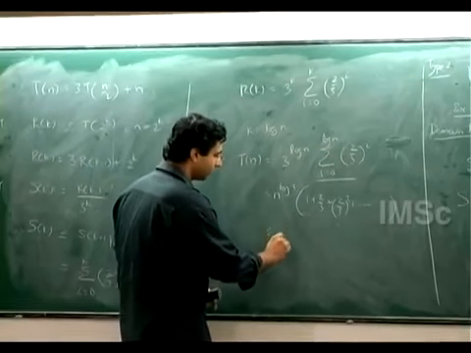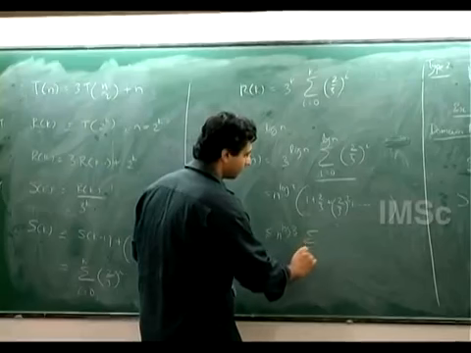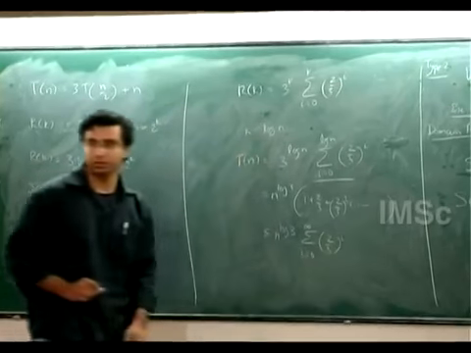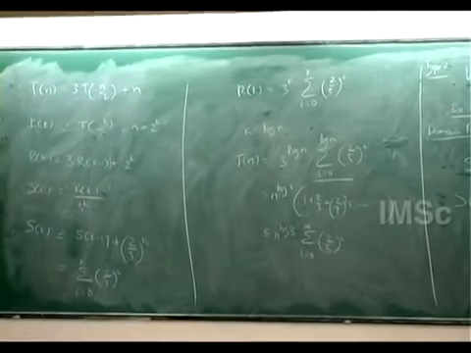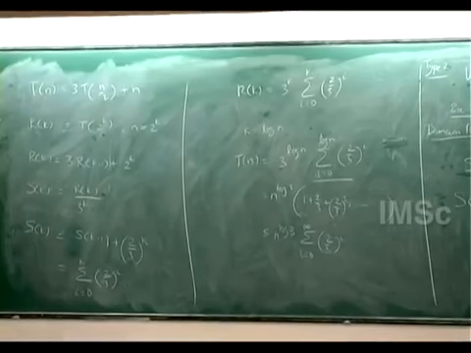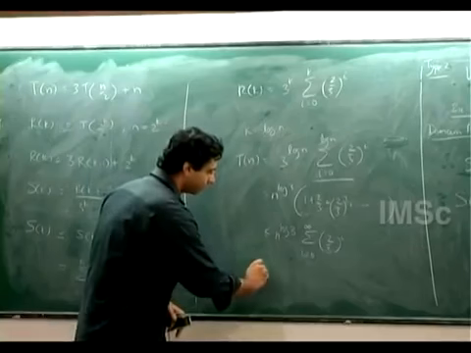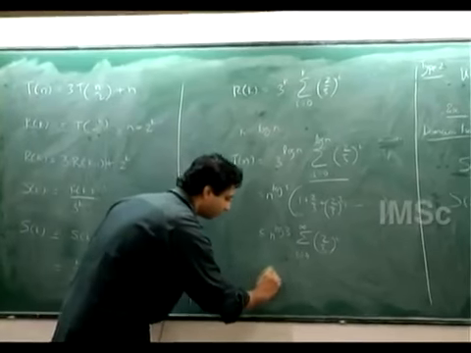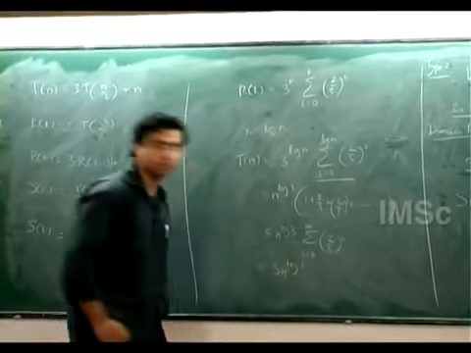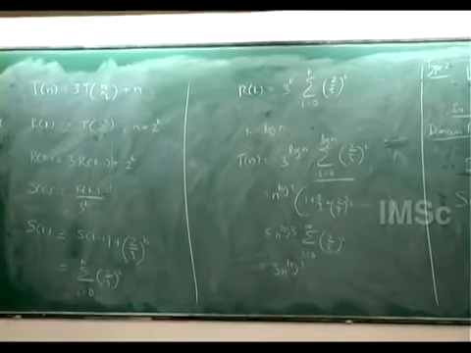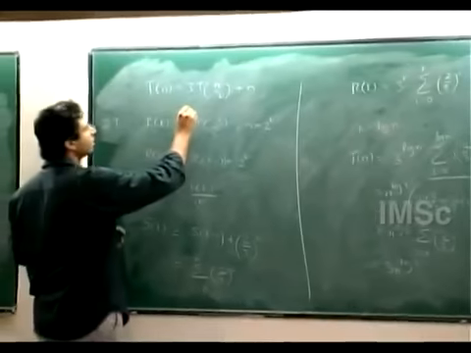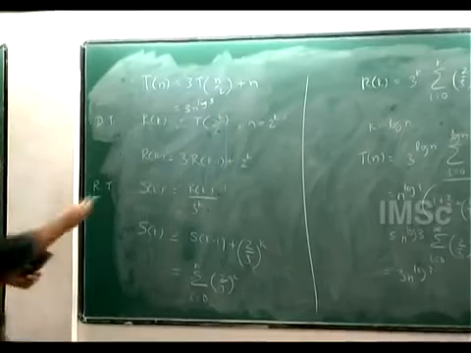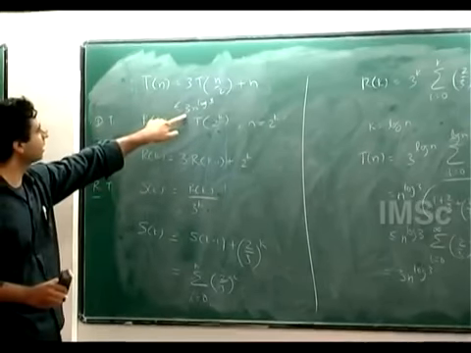I can say that this is less than n raised to log of 3 times summation i from 0 to infinity, 2 by 3 raised to i. I am just overestimating; it's a geometric sum, so it doesn't do much harm. And what is this geometric sum? This is 1 upon 1 minus 2 by 3, so that is just 3. So the solution for this is T of n, or you can say it more precisely, it's less than that.